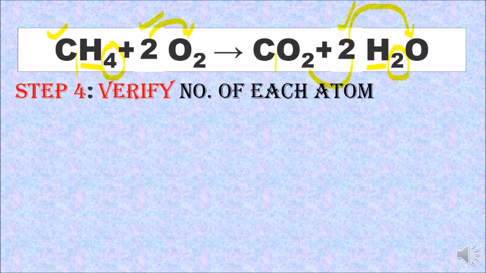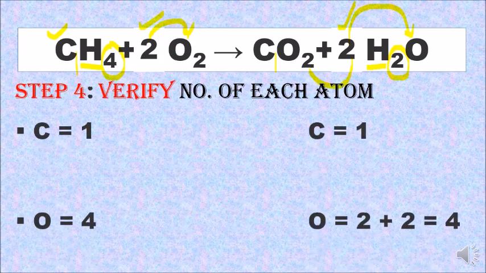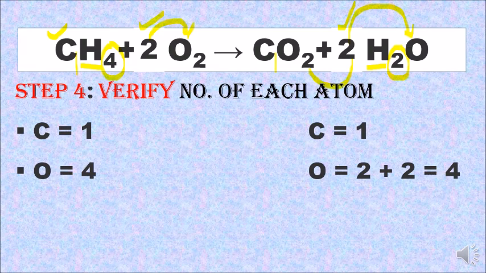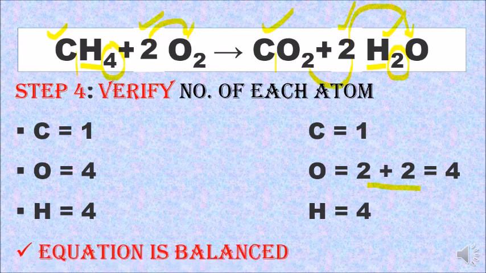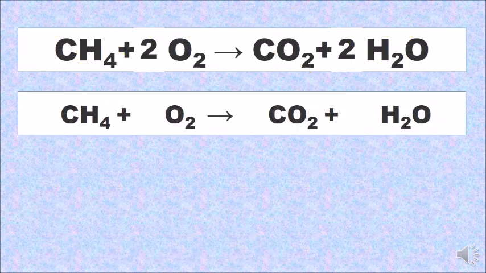Step number 4. Verify the number of each atom. Here, as we can see, the number of carbon atoms on both sides is equal to 1. The number of oxygen atoms on the reactant side will be 2 into 2, 4. But on the product side, it will be 2 from the carbon dioxide and 2 from the water. So, 2 plus 2 is equal to 4. The number of hydrogen atoms on the reactant side is 4. But on the product side, again, it will be 2 into 2, 4. So, this equation is balanced now.